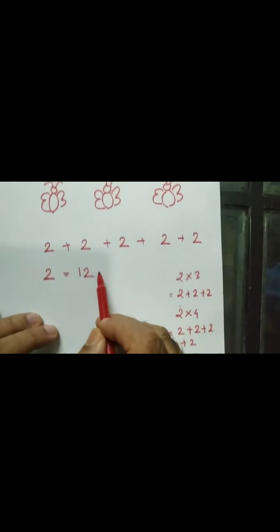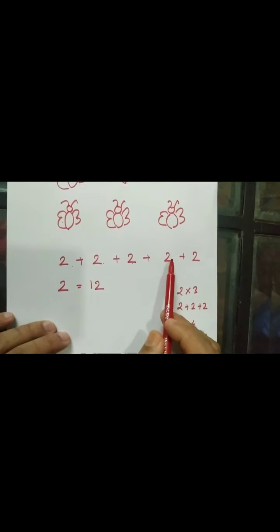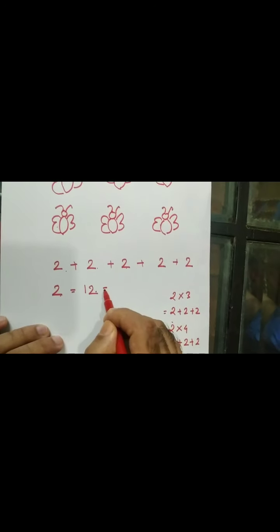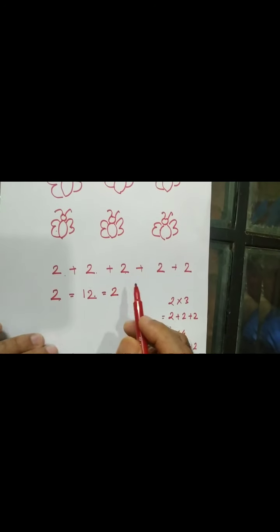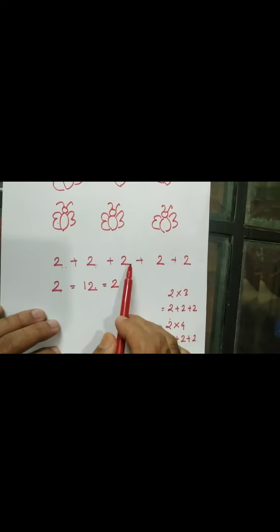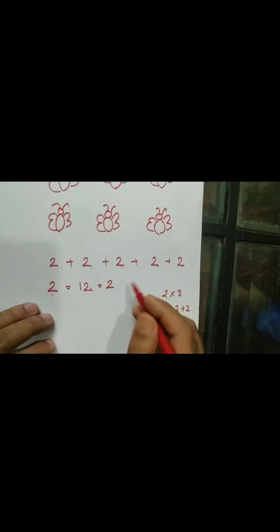What we have added again and again is 2. Here this 2, here this 2, here this 2, here this 2, here this 2, and here this 2. So we have added 2 repeatedly. How many times have we added? 1, 2, 3, 4, 5, 6. We have added 2 with itself 6 times.